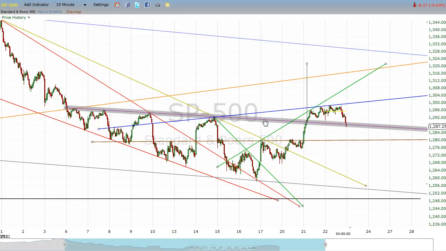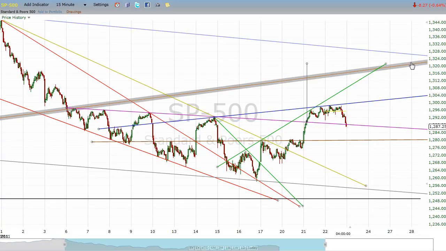This is a line that, it's not flat, but it's pretty close to being flat. This is a line that I'm thinking if it breaks, then we should for sure get on up and retest this orange line here and get over 1300 into the high 1310s or even 1320.